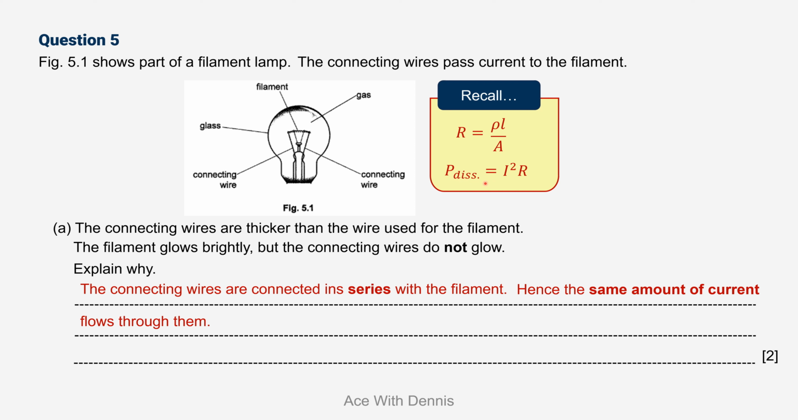Now the next point is we talk about the thickness of the connecting wires and the filament. Thickness means the cross-sectional area of the wire and the filament.